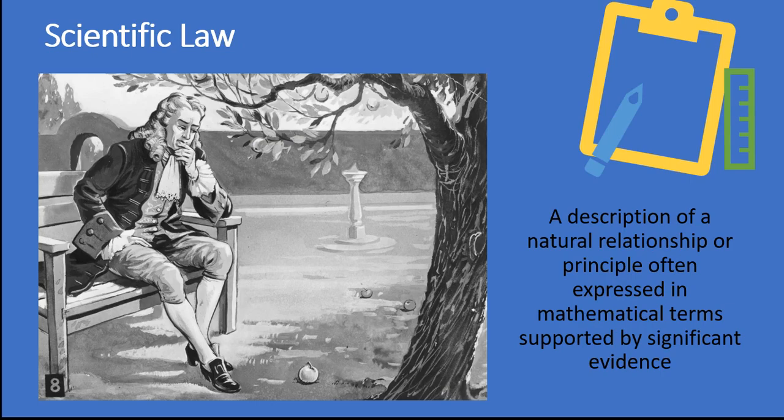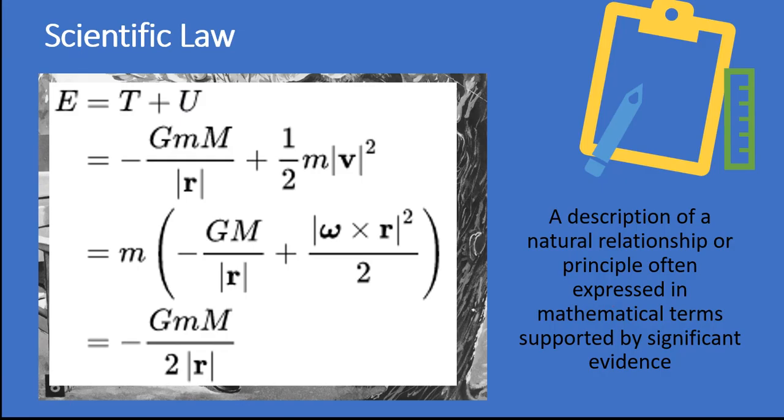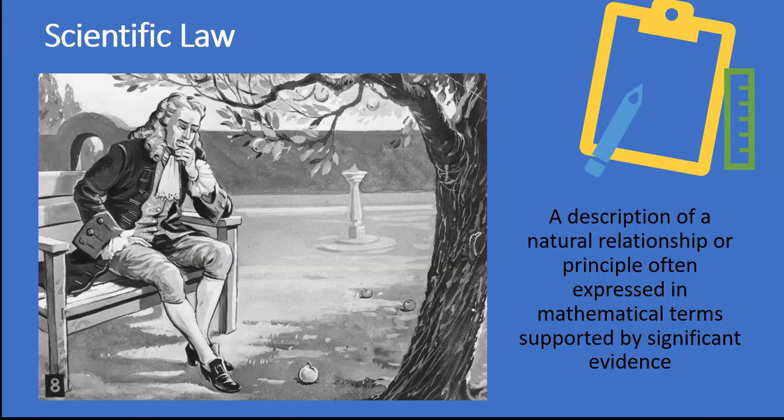All right, then it gets to what is known as a scientific law. For something to be considered a scientific law, the test has to be done over and over and over again. So it's a description of a natural relationship or principle often expressed in mathematical terms. I'll bring that in right here. Look at that math, yikes, to support the evidence. Okay, I'm going to go back for a second.